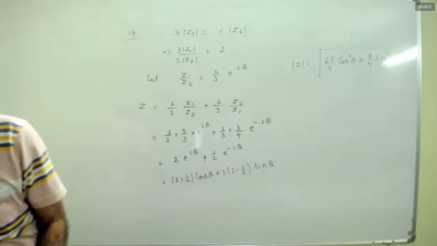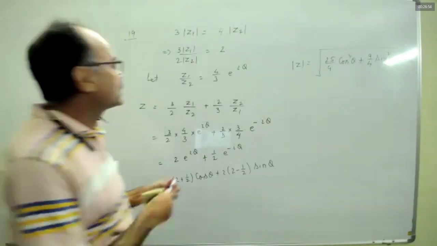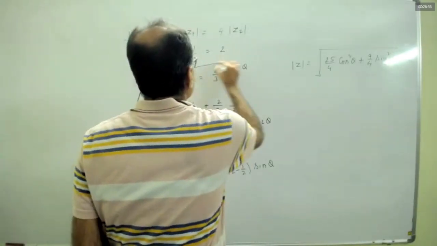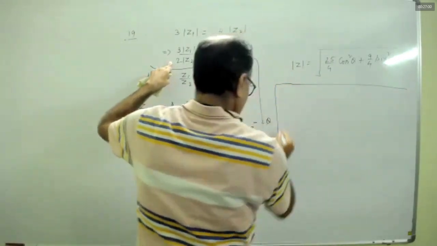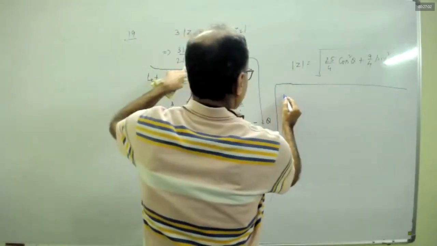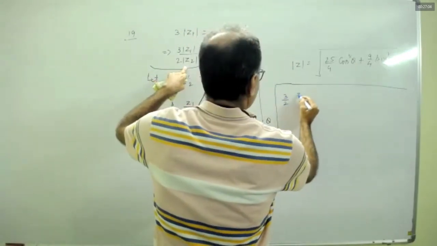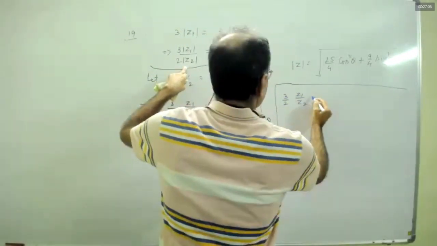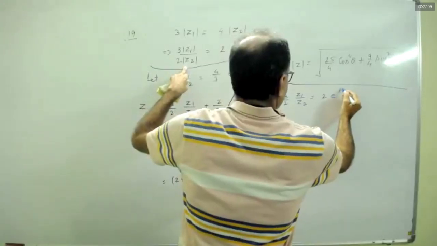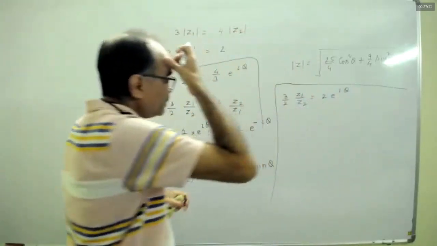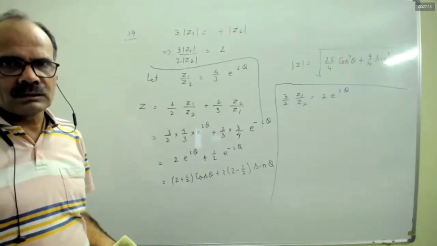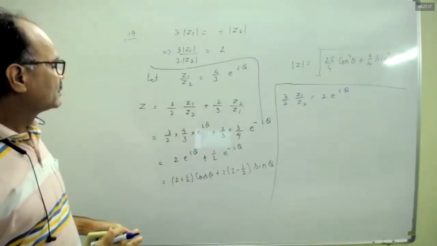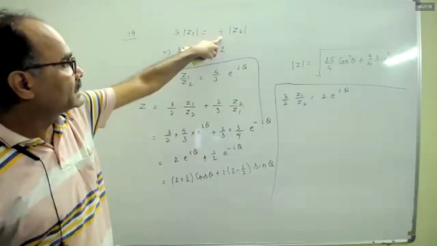Wait a minute. Sir, I did by this method. We are not getting the answer. Just a moment. 3 by 2, Z1 by Z2 equal to 2 into e to the power i theta. Sir, you will get the same answer. What you got? Mod Z equal to root over 25 by 4 cos square theta. You will get the same. Yeah, I think so. Sir, actually the question is wrong, sir. Here it should be 2Z2.